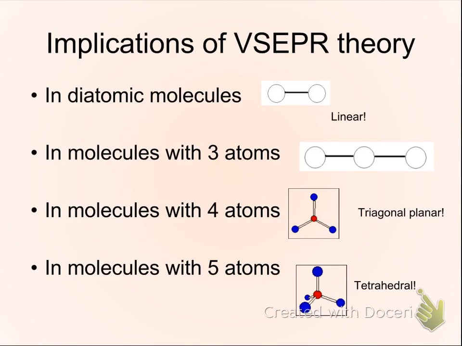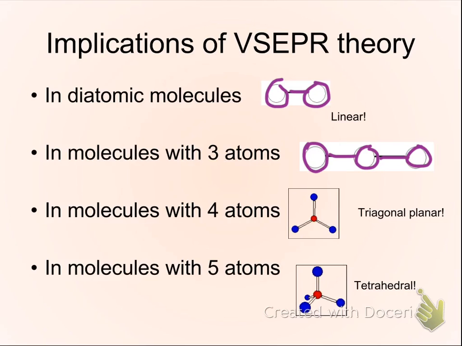So what does this mean? It means that if you only have two or three things, they line up in a straight line. This is called a linear arrangement. Linear because it's a line. It's not all that creative. A molecule that has three atoms will also be linear, as long as there's nothing else on that central atom.